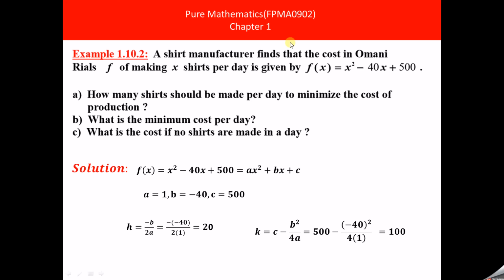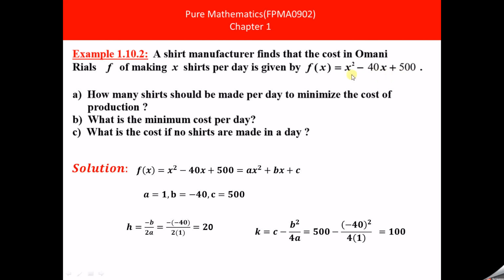another example here. A shirt manufacturer finds that the cost in riyals, f, of making x shirts per day is given by f(x) equal to x square minus 40x plus 500. So this is the cost. Cost is f(x), and x is the number of shirts. So the relation is between x and f(x): x is the number of shirts and f(x) is the cost. Cost is given as a quadratic function, x square minus 40x plus 500.